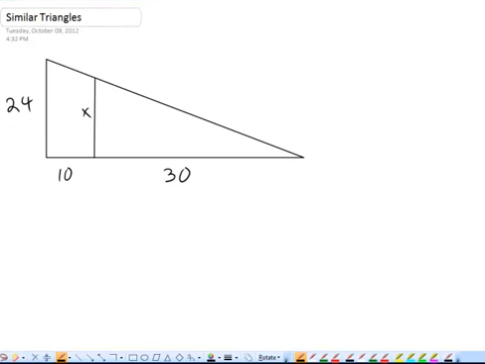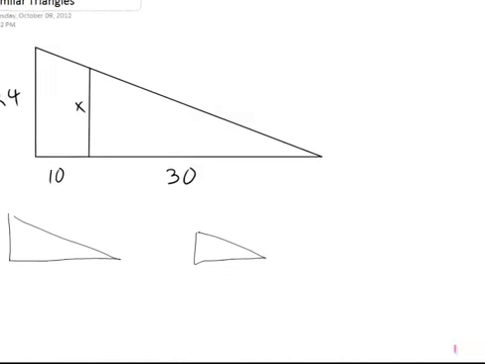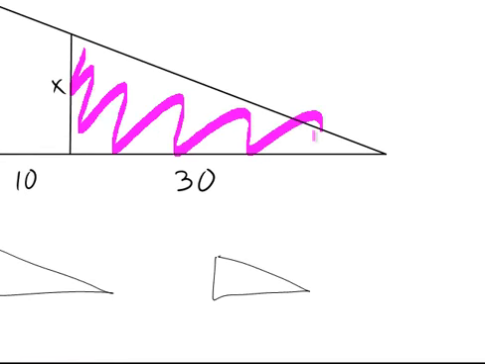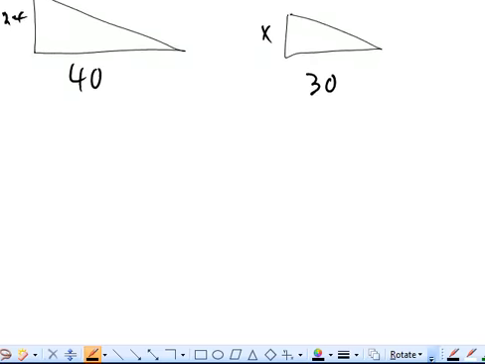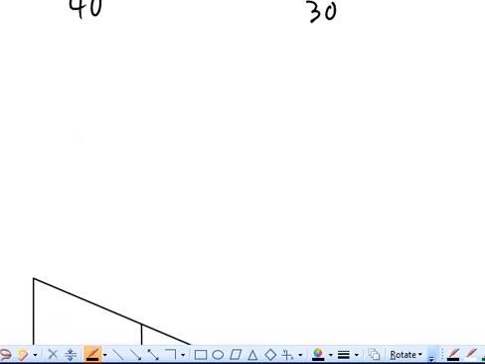If I draw my big triangle separately, okay? So here's my big triangle and there's my small triangle. I know my small triangle is this piece right here. That has a base of 30 and a height of x. But your big triangle has a base of 40 because it's 30 plus 10, and of course it has a height of 24. So the proportion you want to set up compares your bases and heights: 24 is to 40 as x is to 30.